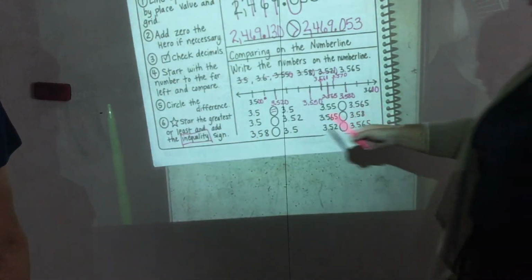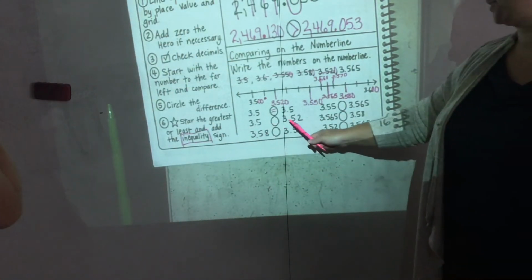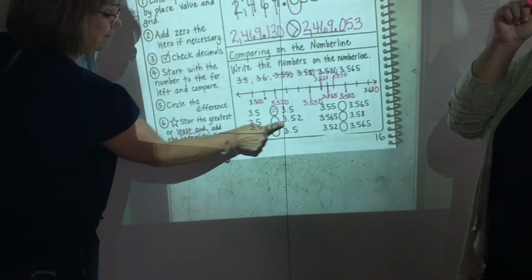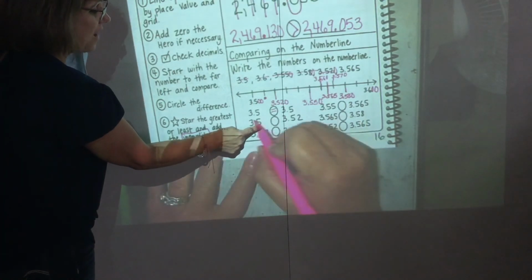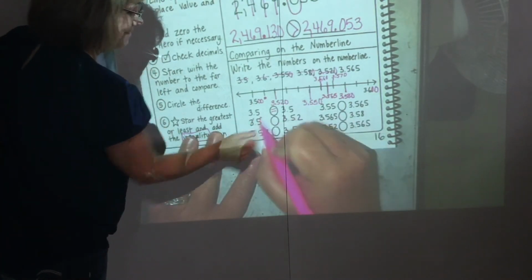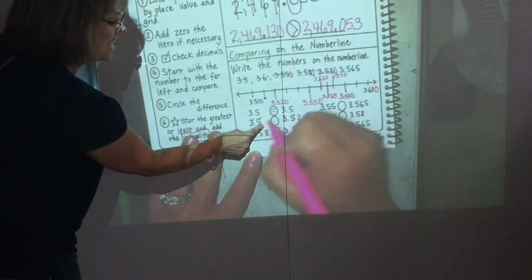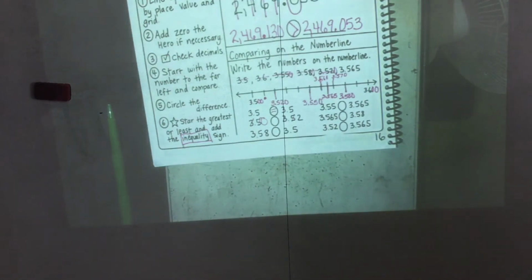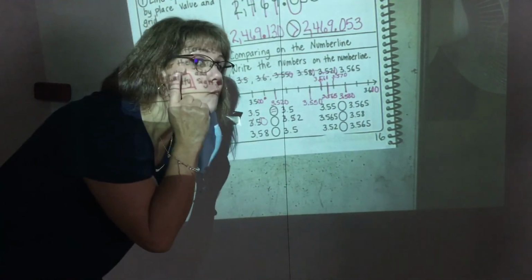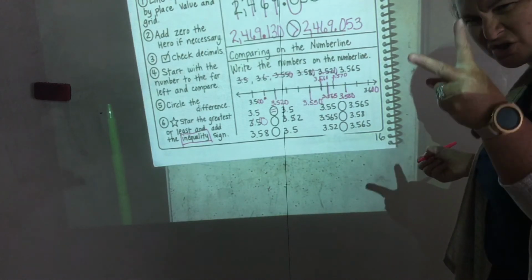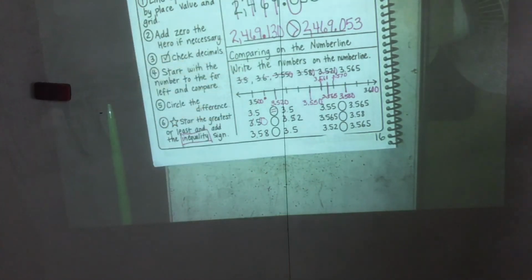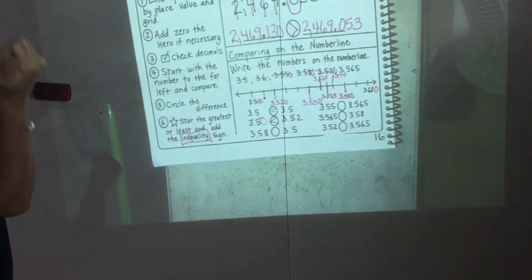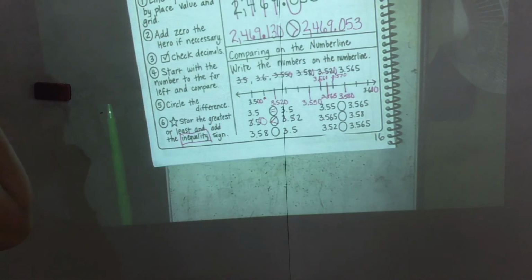I have 3 and 5/10 and 3 and 52 hundredths. The 3 wholes are the same. Right, the 3 wholes are the same. The 5/10 are the same. And this one has nothing, or 0. This one has a 2. Which one is going to be greater? Which is greater, 0 or 2? I think that 3 and 52 hundredths is going to be greater. They agreed. Okay, let's look at the next one.